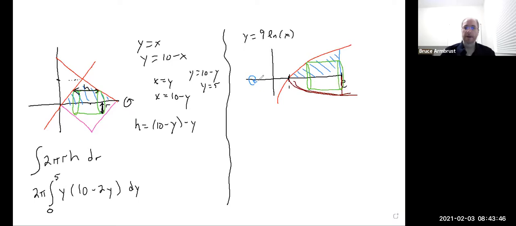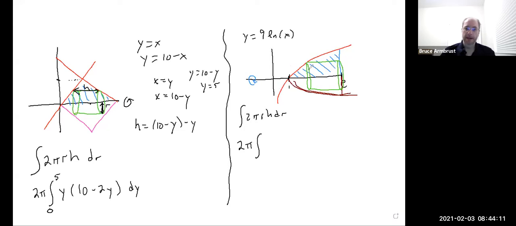So again, since I'm rotating about the x-axis, it goes right down through the center of that cylinder. So there's one of my representative shells. All right, so let's start setting it up. Again, it's going to be the integral of 2 pi r h dr. So we're going to get 2 pi.